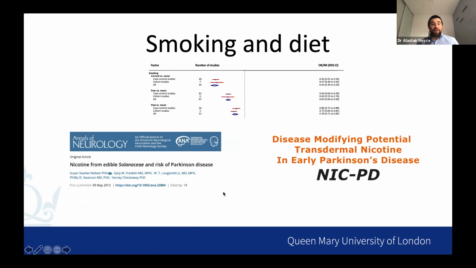One neat piece of evidence in support of the former is that if you consume nicotine, not in the form of cigarettes, but in edible forms, in the forms of bell peppers, potatoes, tomatoes, then risk of Parkinson's disease appears to be lower. But where nicotine has been tried in clinical trials, albeit not reported yet, my understanding is there's no evidence for a disease-modifying effect.